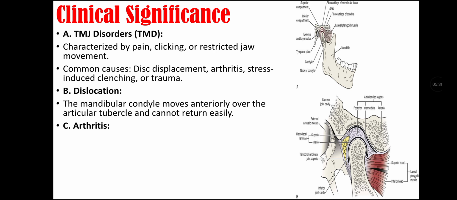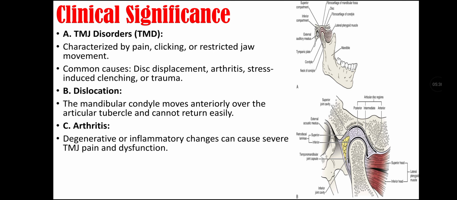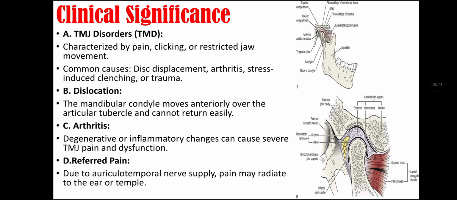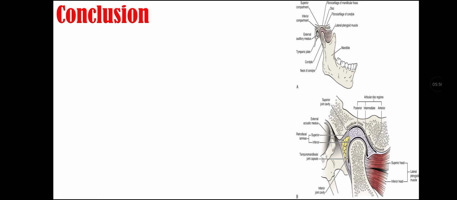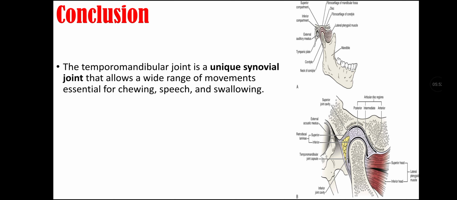Third significance is arthritis, that is, degenerative or inflammatory changes that can cause severe TMJ pain or dysfunction. Fourth significance is referred pain, that is due to auriculotemporal nerve supply, and pain may radiate to the ear or temple. Conclusion of this lecture video.